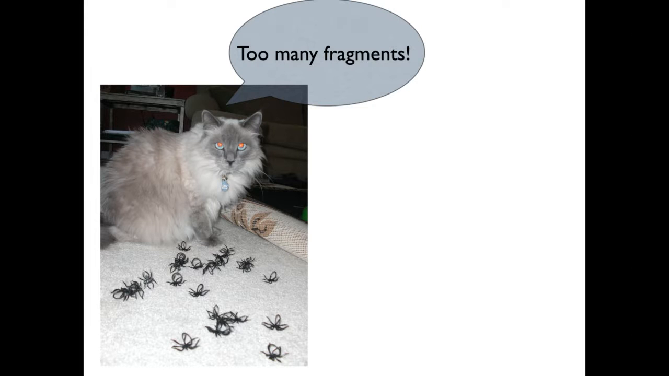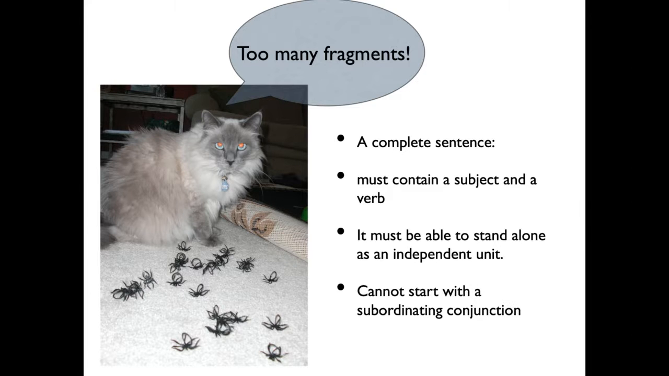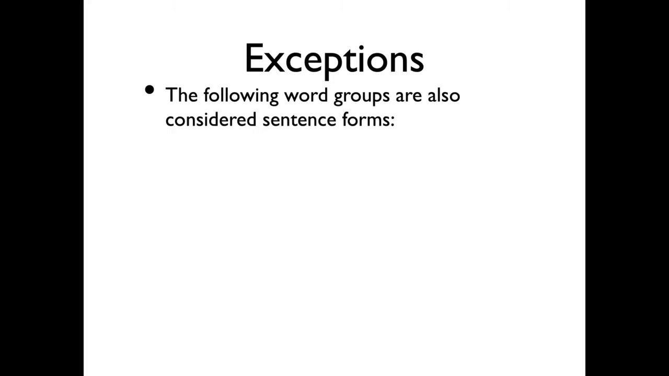So sentence fragments can be problematic. Excuse me. A complete sentence, remember, must contain a subject and a verb. It must be able to stand alone as an independent unit. You cannot start with a subordinating conjunction. Again, we will go over that at a future slide, but I just want to show you the rules of a complete sentence. Okay. As with most rules, like I said, there are exceptions.